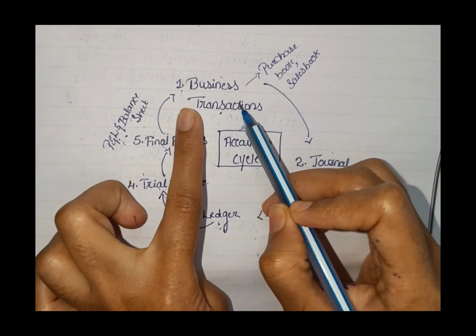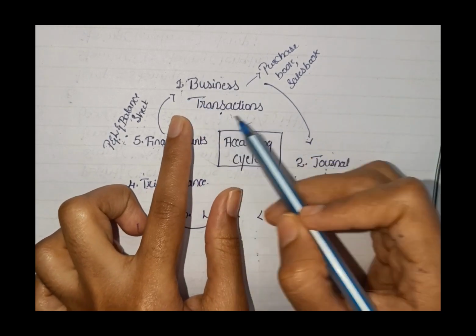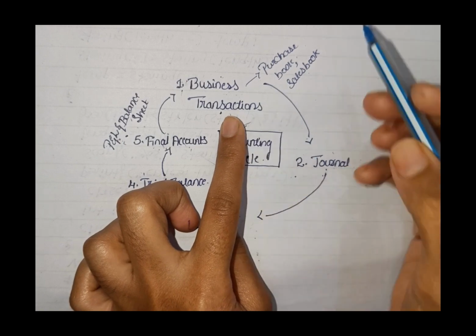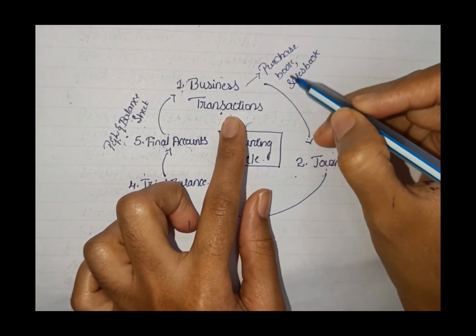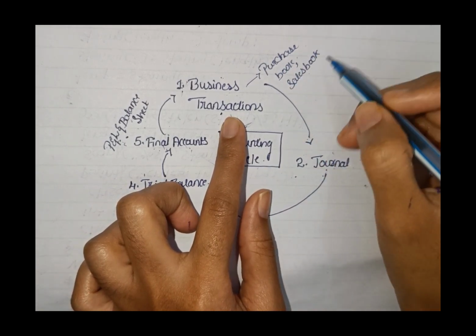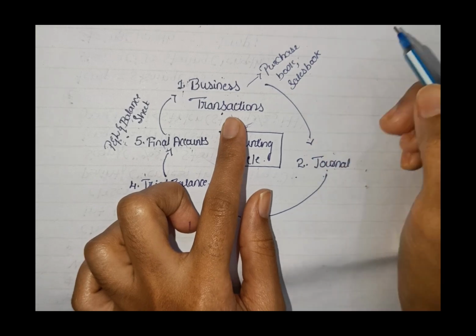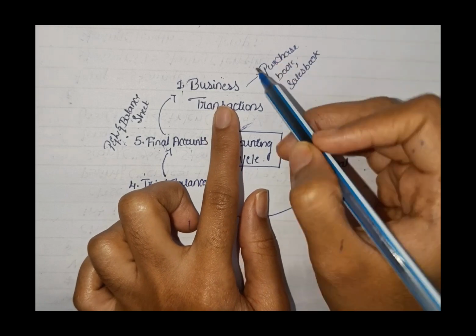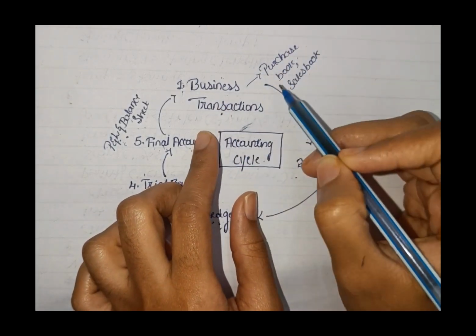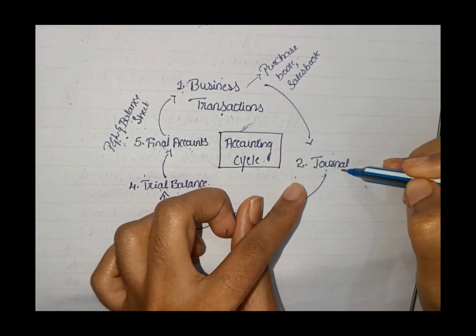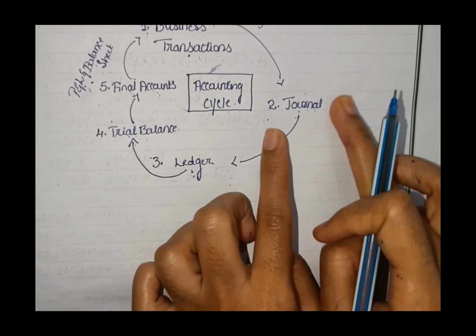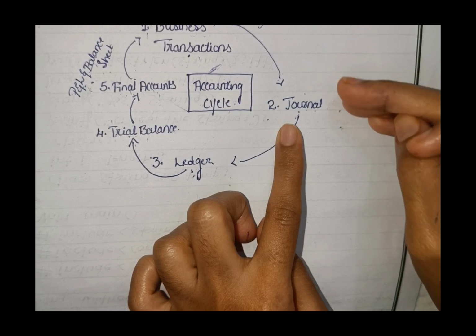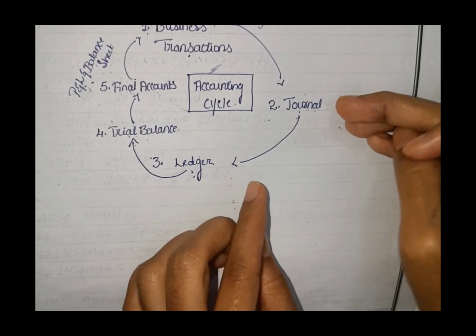First one is a business transaction. When a transaction happens, it is first recorded in the subsidiary books. Subsidiary books are purchase book, sales book, purchase return book, cash book, etc. When the transaction happens, we have to record it there. Then we have to move on to journal. The transactions are recorded in the journal chronologically, step by step.